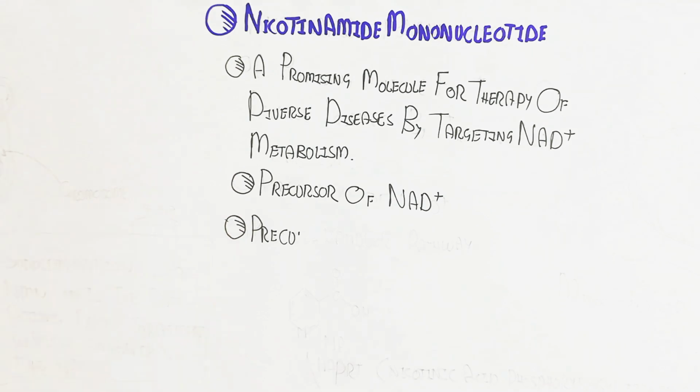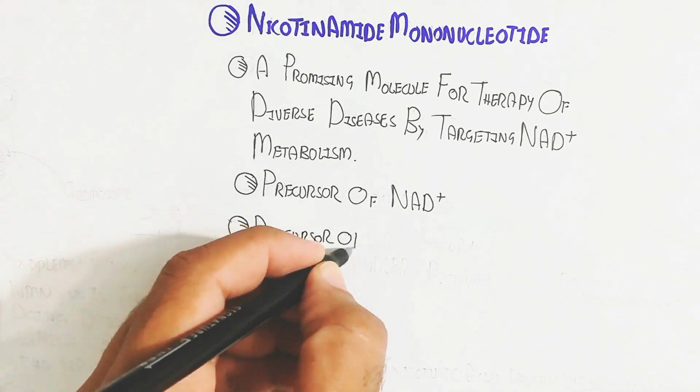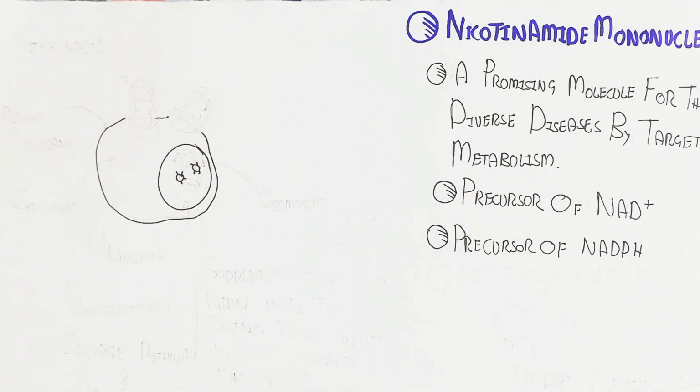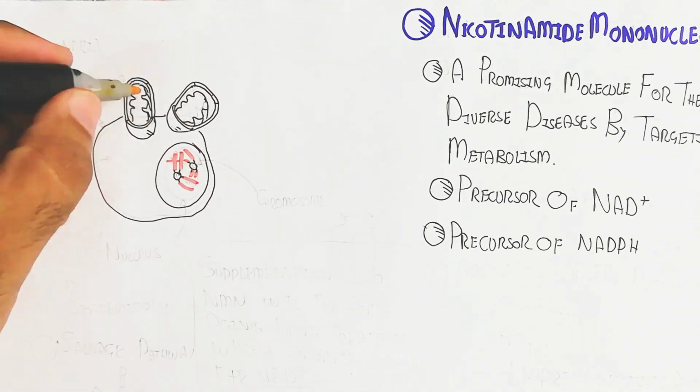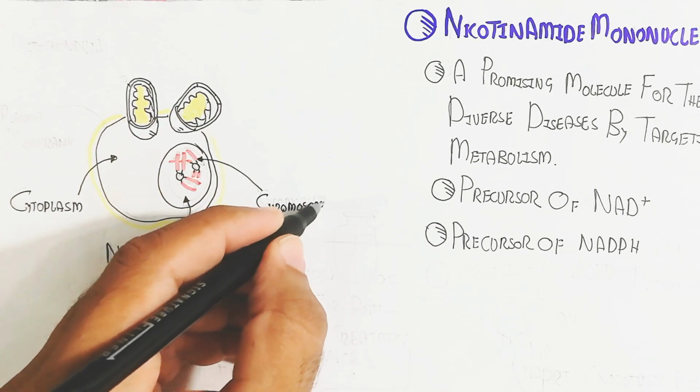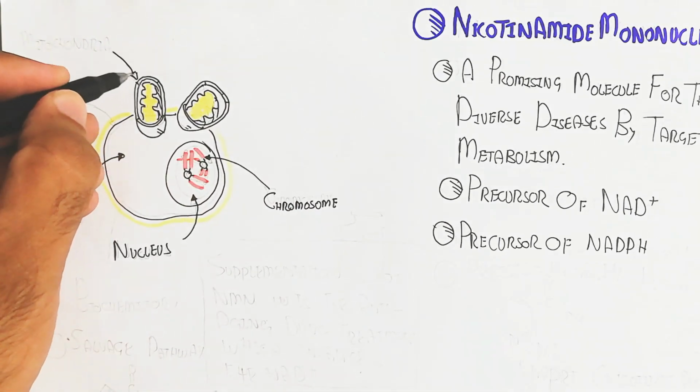So this is basically the precursor of NADPH. We will understand the different pathways for the synthesis of NADH and NMN, its working and mode of action. So let's begin to understand.